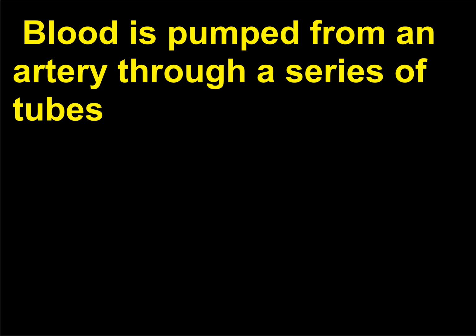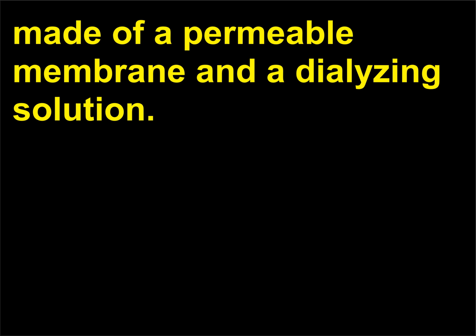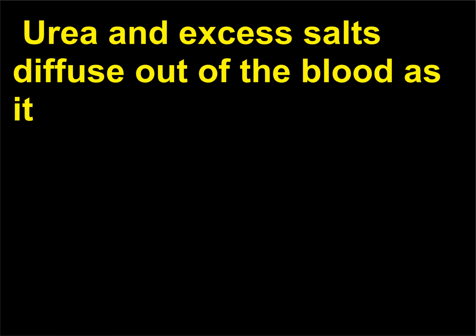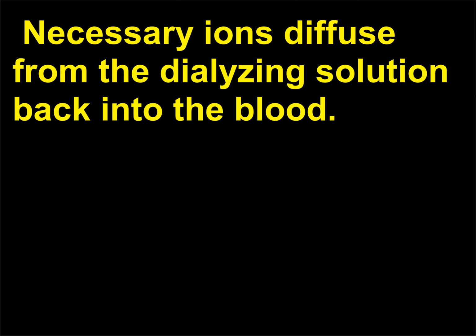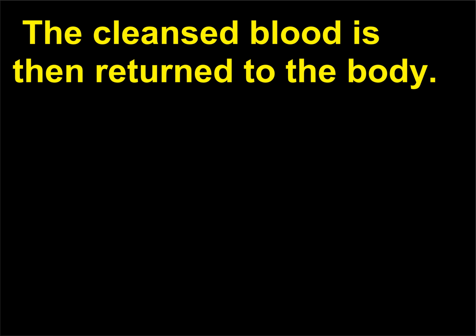Blood is pumped from an artery through a series of tubes made of a permeable membrane and a dialysing solution. Urea and excess salts diffuse out of the blood as it circulates through the dialysing machine and are then discarded. Necessary ions diffuse from the dialysing solution back into the blood. The cleansed blood is then returned to the body.